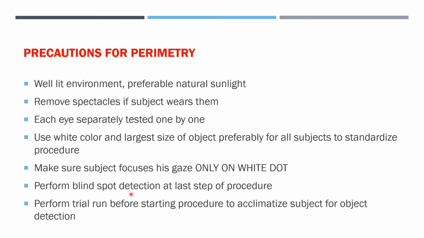The next point is perform blind spot detection in the last step. The blind spot detection is to be carried out at the last step of the procedure. And we need to perform a trial run before starting the actual practical, because that will acclimatize the subject to the object detection. Otherwise, the subject will find it difficult to identify the object. So make sure you acclimatize the subject by doing a trial run. These are the precautions we need to take before starting the practical of perimetry. Now let's see the demonstration video of how the procedure of perimetry is done.